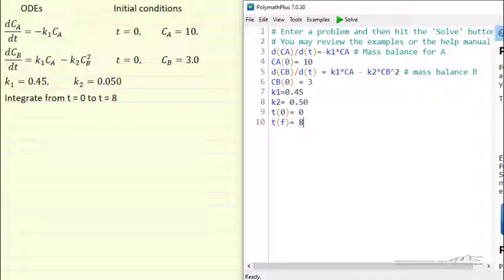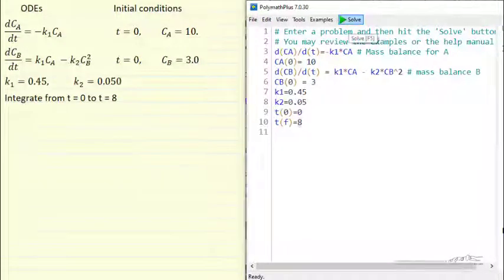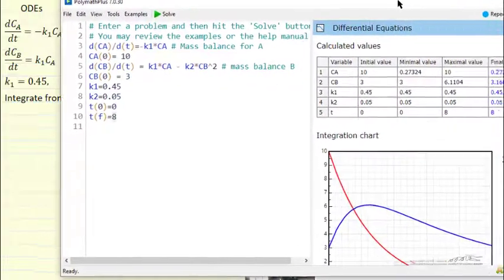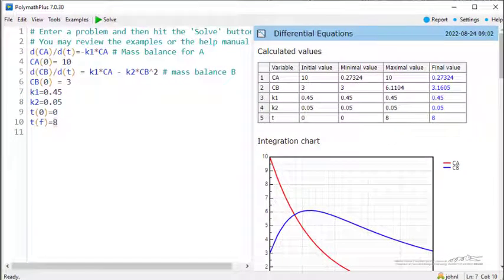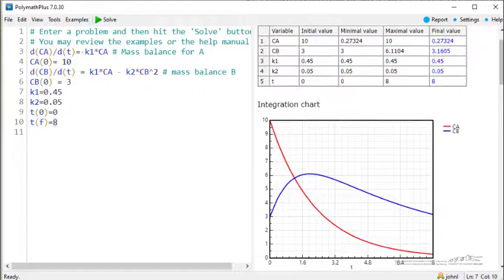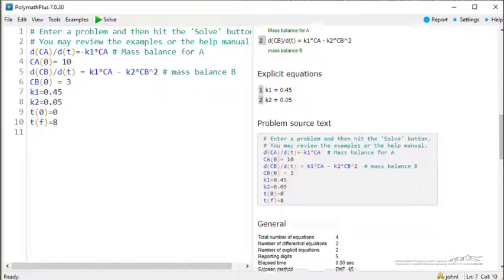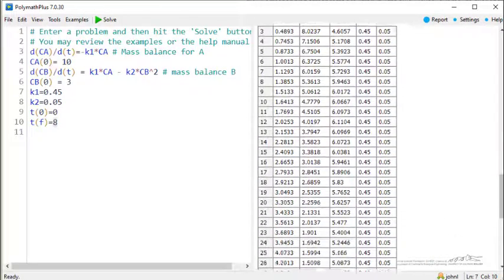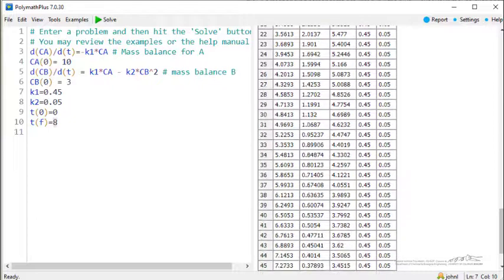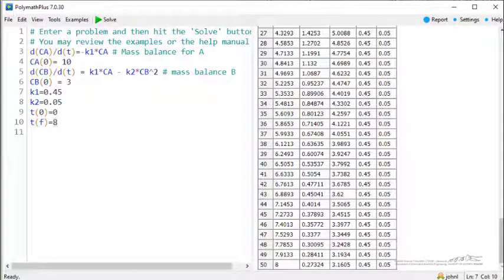So now we have everything we need to solve these two mass balances. If I hit solve and display what happens when I do that, it gives me a table, a plot of the concentration of A decreasing continuously with time, the concentration of B going through a maximum, and it shows the equations. And then it shows data that you could copy into, for example, a spreadsheet if you wanted to make a different formatted plot.